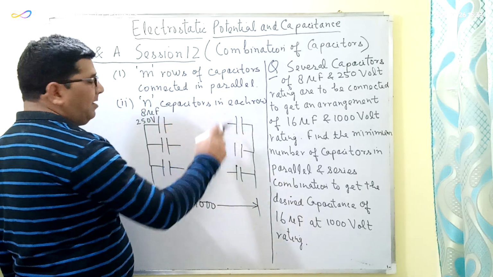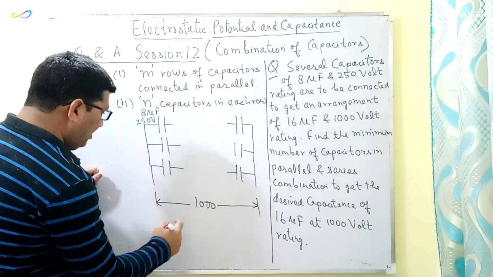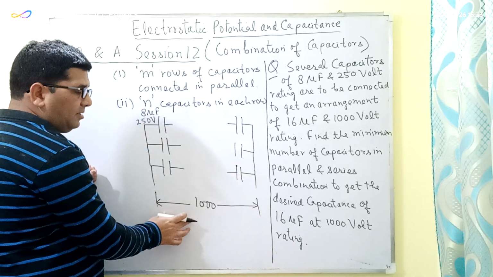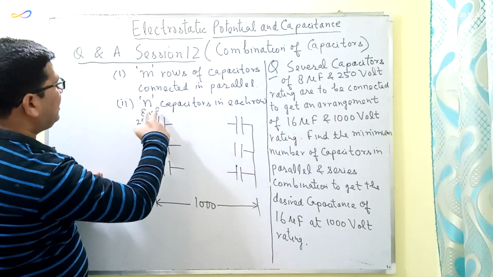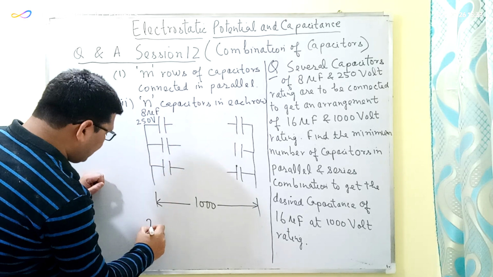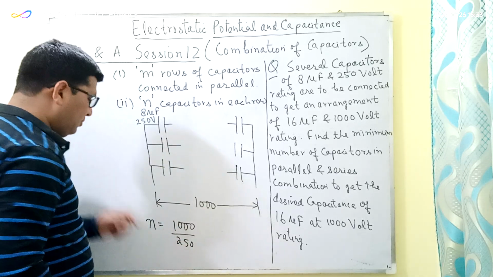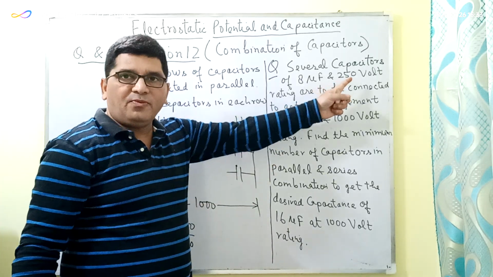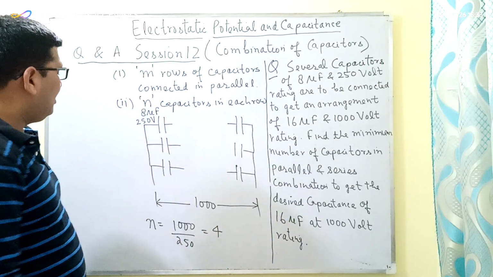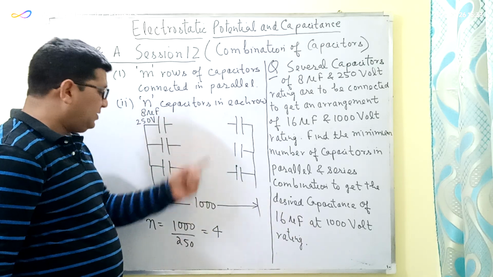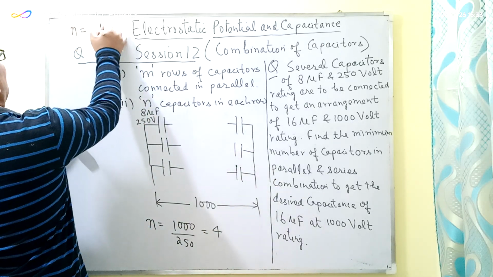Now since there are n capacitors here, and each capacitor has a rating of 250 volt, and since we require an arrangement which should have the voltage rating of 1000, the value of n, that is the number of capacitors in each row, will be equal to 1000 divided by 250, because 250 is the rating of each capacitor. So n is equal to 4. So first thing is that we have found the value of n, the number of capacitors in each row, which is equal to 4.